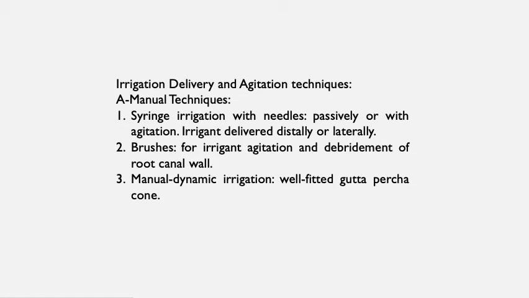Again, I'm talking here about activation and delivery methods of the irrigants. If you're talking about manual techniques, basically the one that you use is syringe irrigation with needles, passively, or with agitation. That way you can deliver the irrigant apically or laterally by using a GP cone. You just place the irrigant inside the canal, use a GP cone and pump the irrigant so that it spreads laterally and gets into isthmuses and fins.